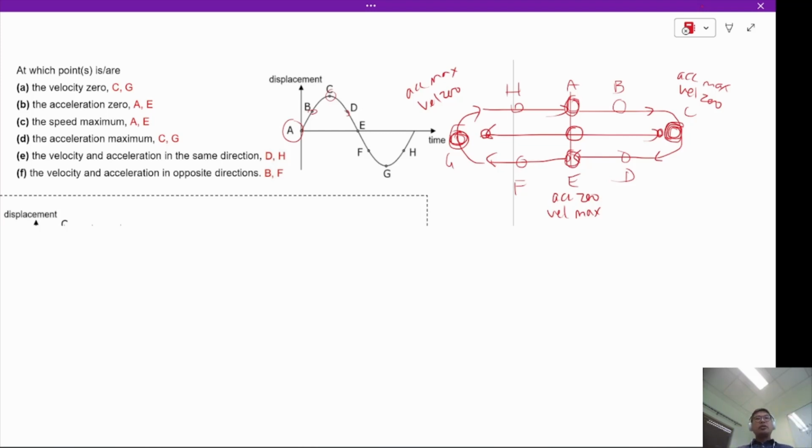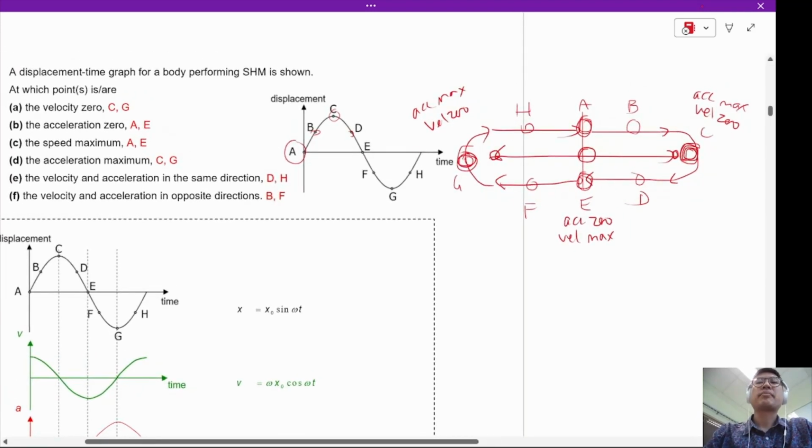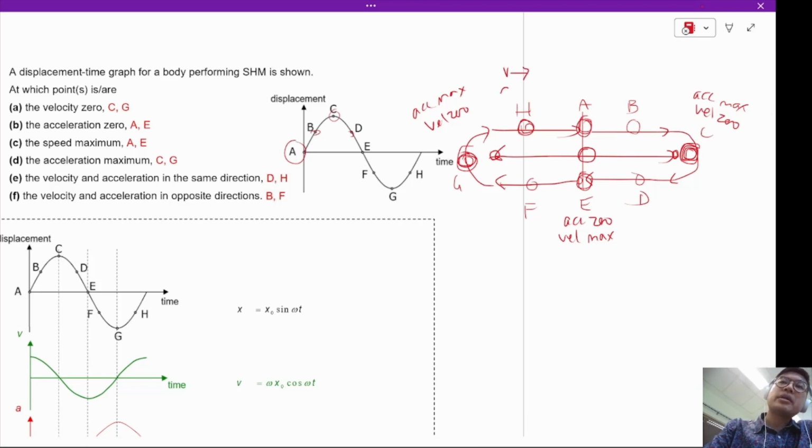Okay, in which points are the velocity and acceleration in the same direction? Let's take a look at point H. At point H, the velocity is going right. The acceleration is also going right because the acceleration always points towards the equilibrium position. Okay, at point B, the velocity is going right, but the acceleration is going left. At point D, the velocity is going this way, and the acceleration is going this way. Then at point F, the velocity is going this way, but the acceleration is going this way.